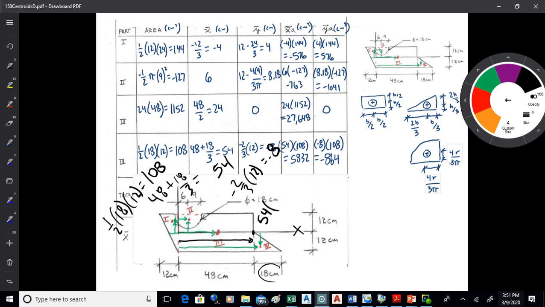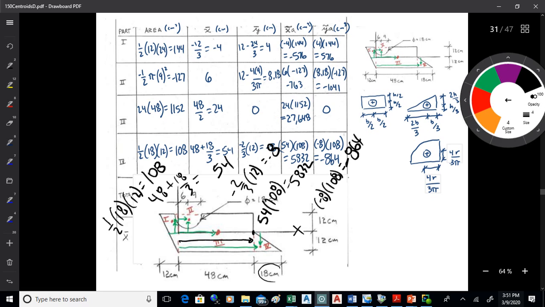So then we just multiply the x and y bars times the area. We get 5832, and we get negative 8 times 108, and that's negative 864. So you can pick up negatives in two ways. One is if it's a negative area cutout. The other way is if you're to the left or down, that's a negative distance. All right with that?